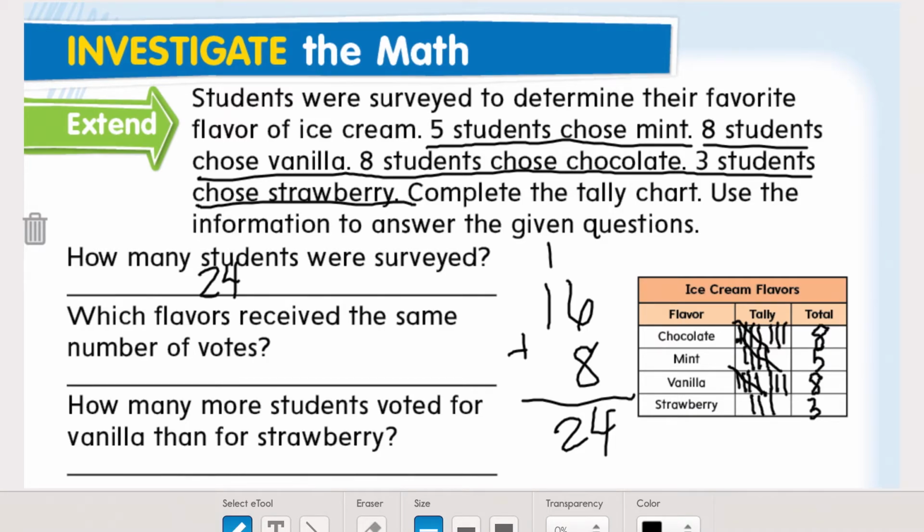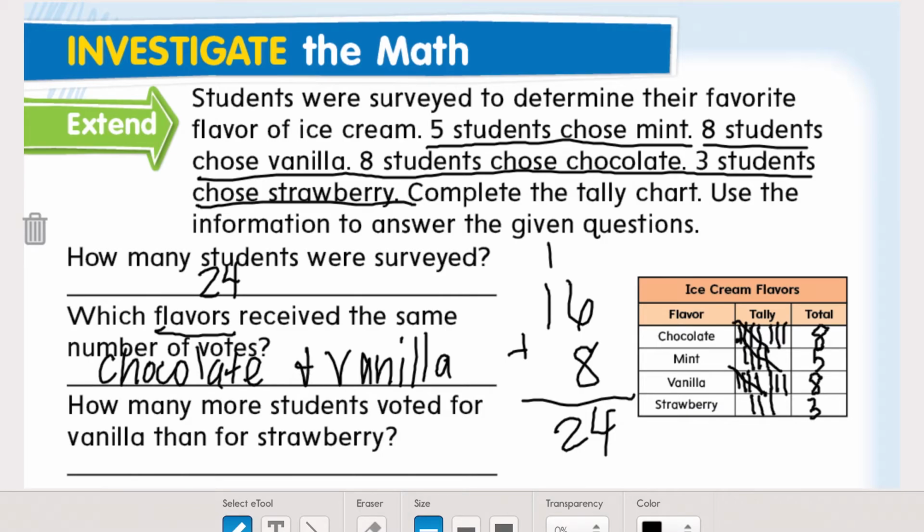And the flavor, it says which flavors received the same number of votes. Chocolate and vanilla. Notice it says not how many, but which flavors. So your answer needs to be flavors.